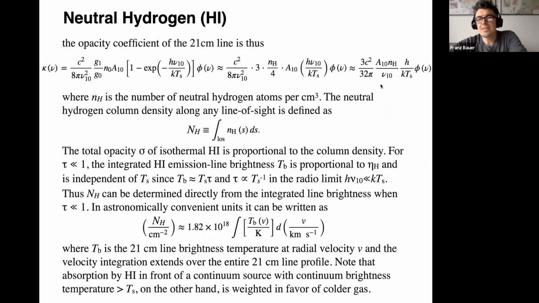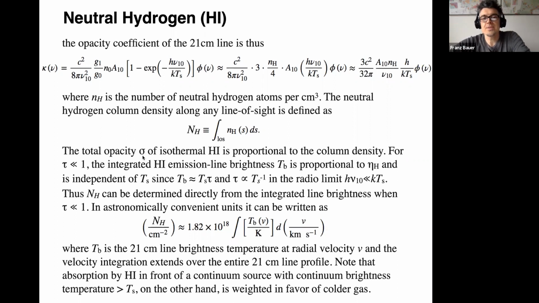We can define this number density here. This is not the column density, this is the number density. And so the number density, we can relate that to the column density along the line of sight as just the integral. So we have the number density along the line of sight, that's the column density. And so it's typically the column density that you end up measuring. And then you have to make some assumption about how the distribution of densities may vary along the line of sight.